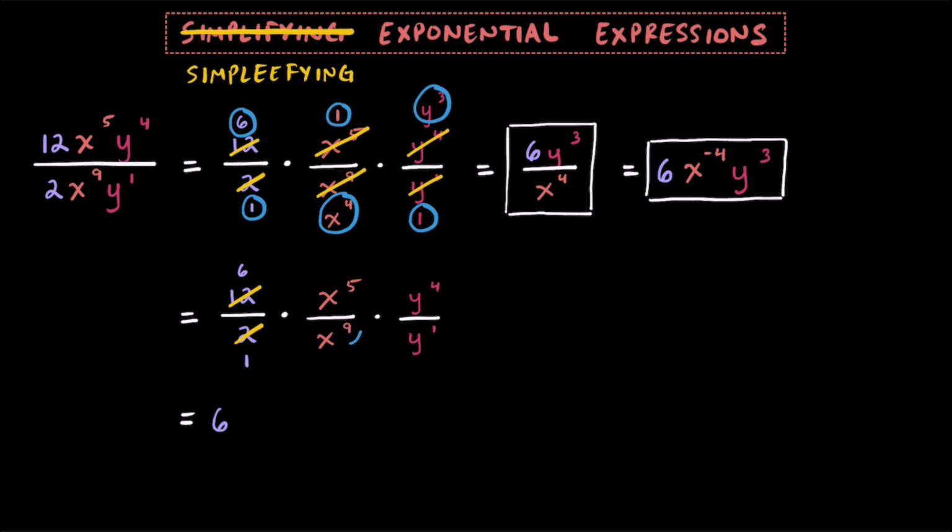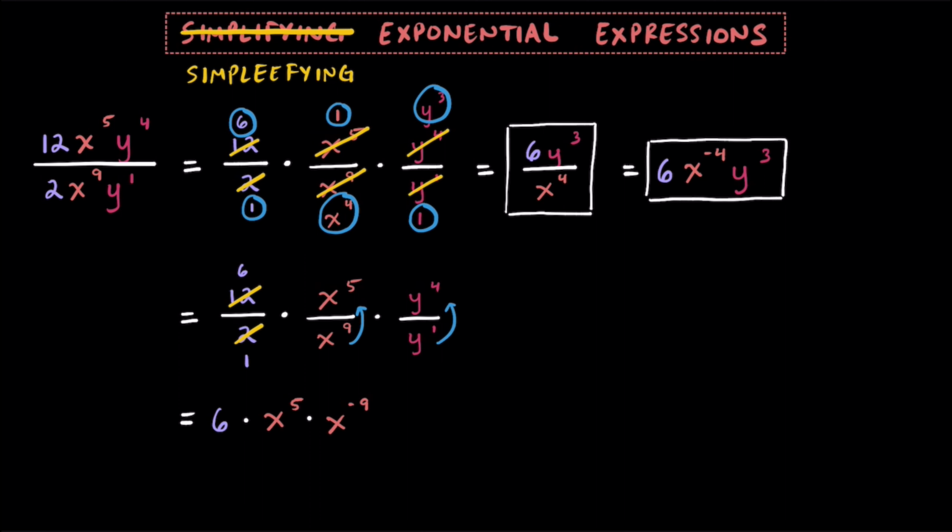But then for these x's, what we can do is we can move this x to the positive 9th to the numerator, and that's just going to be x to the negative 9th power, right? So we can rewrite that as x to the 5th power being multiplied by x to the negative 9th power, just like this.